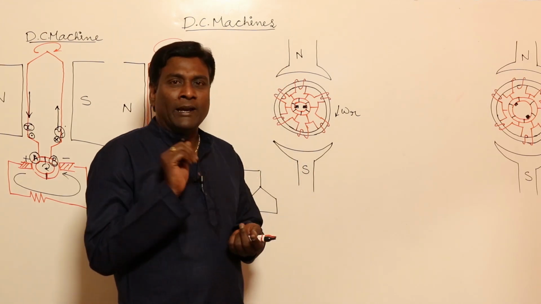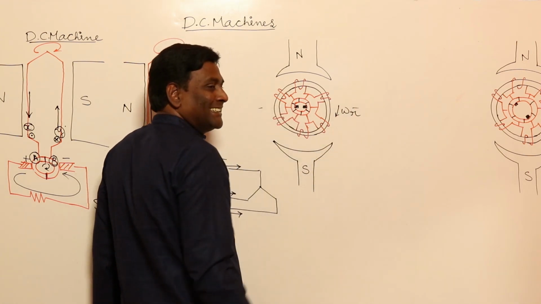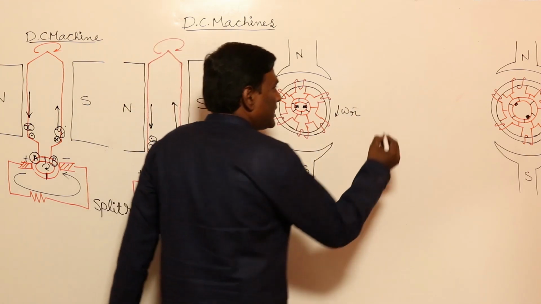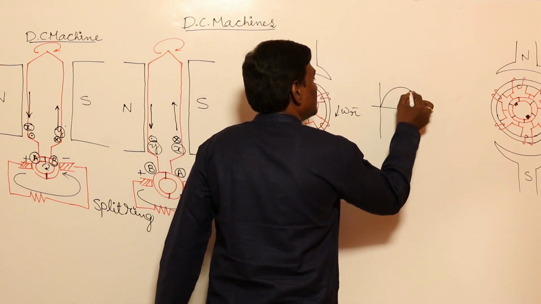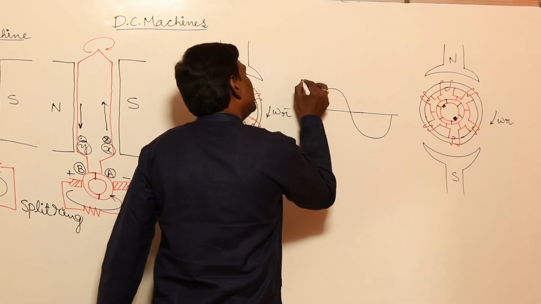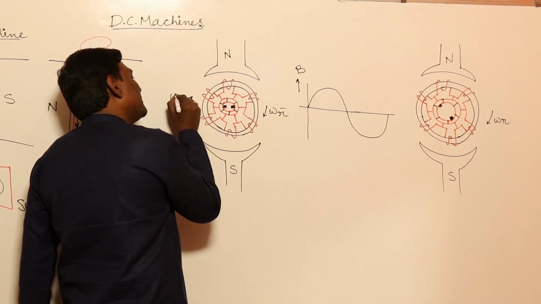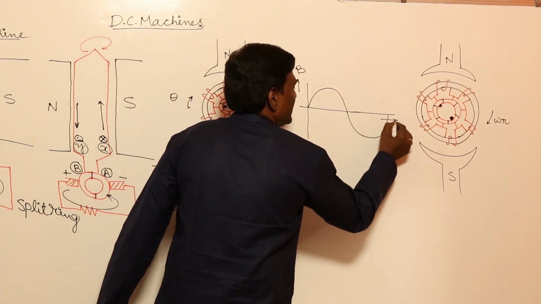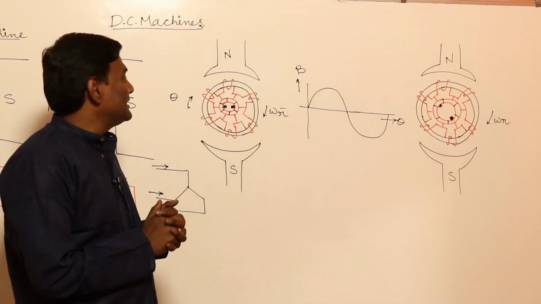But here, what will happen, let us see. For example, if I think of a sinusoidal flux density wave here, this is going to be the flux density. From here, let me rotate myself by theta. So with respect to theta, if I have a sinusoidal flux density wave, what will happen?